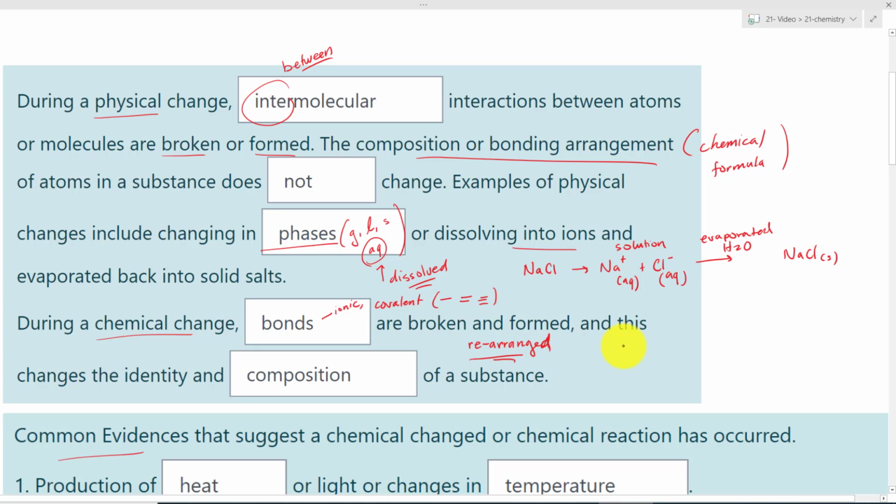And a common example of a chemical change would be like this. O2 plus H2 form H2O. Okay, that's a common chemical change. You have one substance mixing with another substance, and you have a completely brand new product.